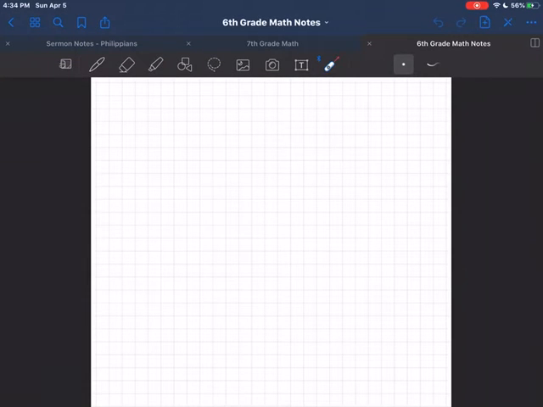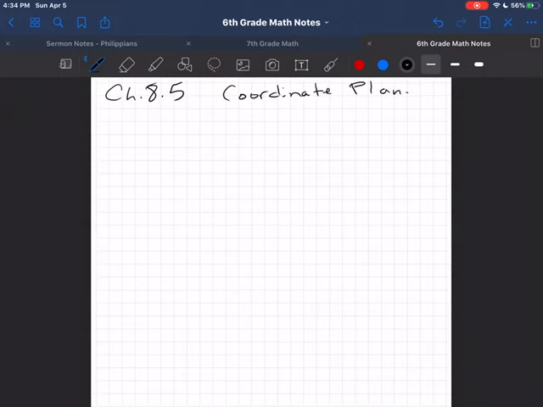Hey everyone, we're going to be talking about 8.5. Oh, might want to use a pen here. This is chapter 8.5, the coordinate plane. Some of you might know this as the XY axis, so pause the video if you haven't already. You're going to want to take some notes here, especially on this very beginning part.